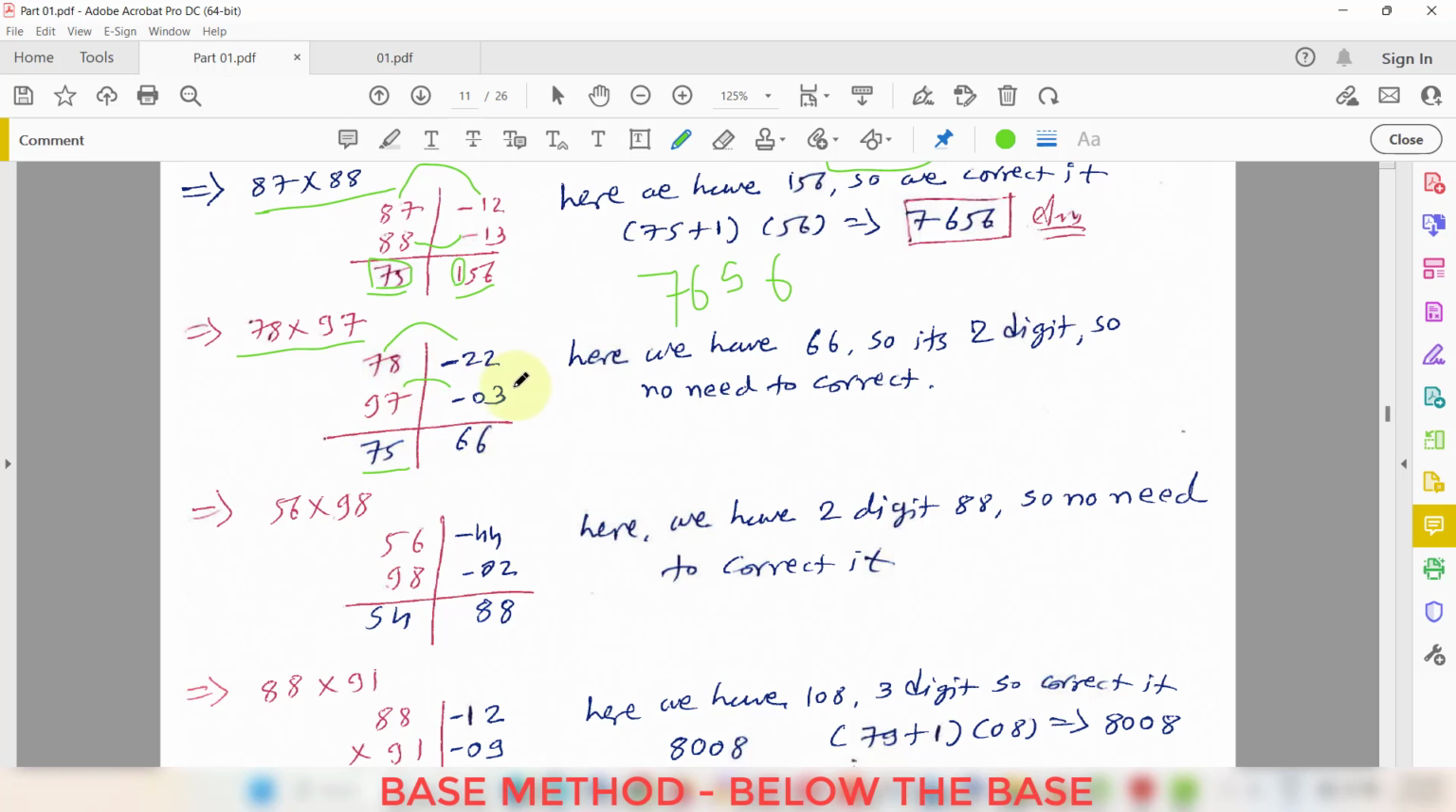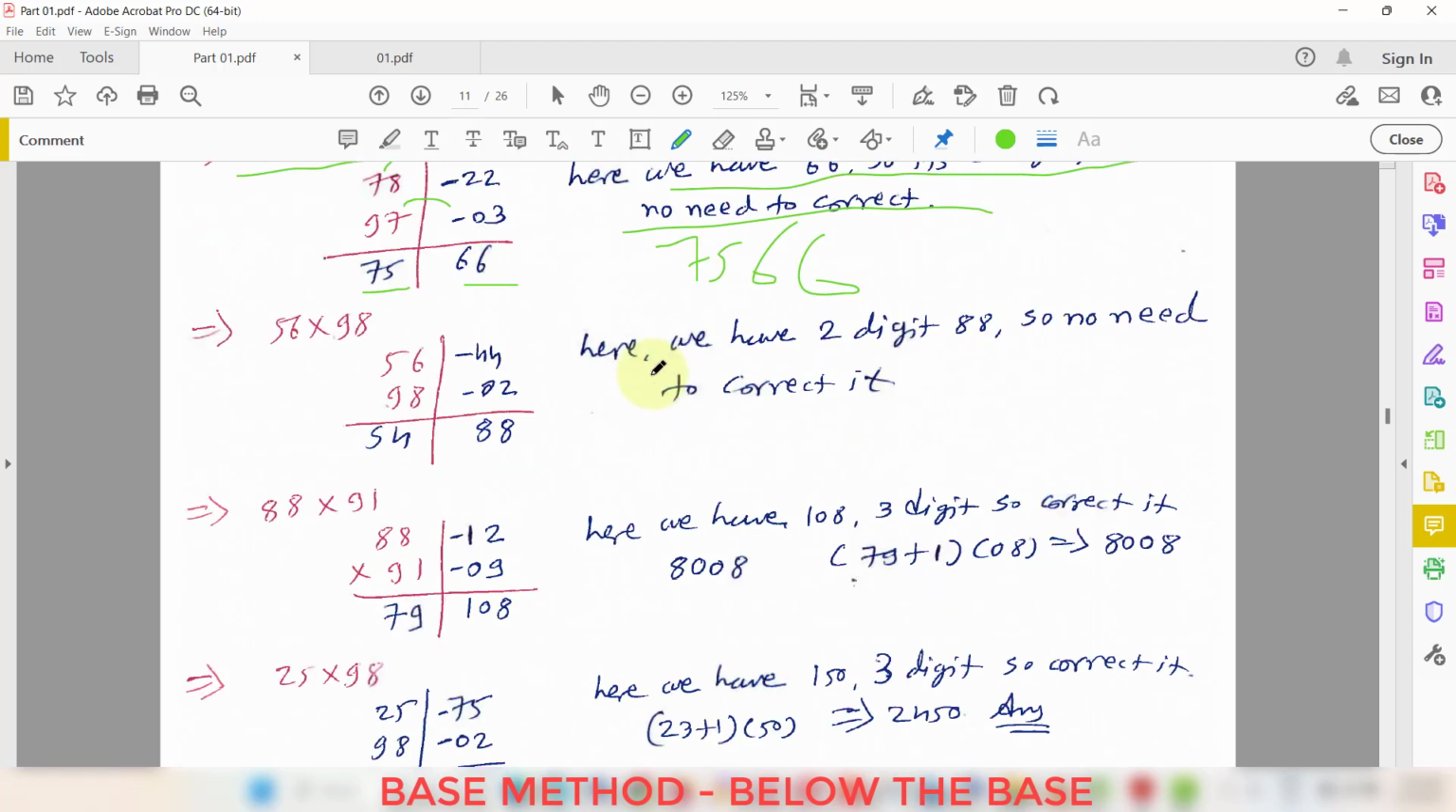So here you have to see which one is better for us, right? So 78 minus 3 is better. So 78 minus 3, that is 75, and 22 multiplied by 3, that is 66. So your answer should be 7566. Here you can see we have 66, so it is 2 digits, so no need to correct it.